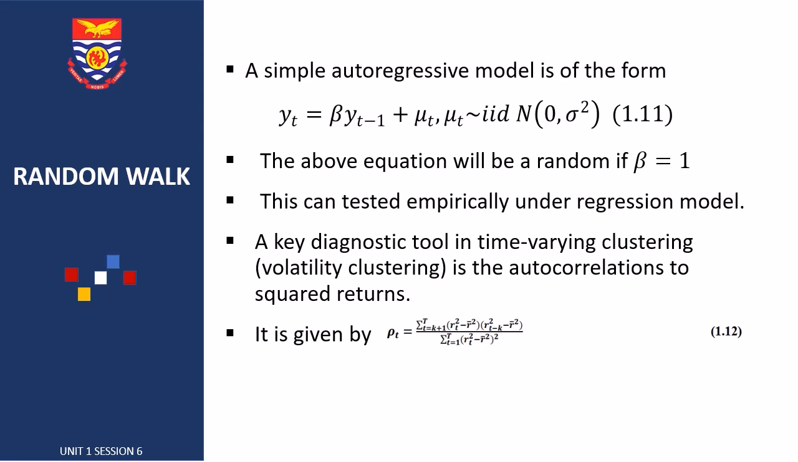A key diagnostic tool in time-varying clustering, which is volatility clustering, has to do with the autocorrelation of squared returns. It has been established that using the squared returns in computing the autocorrelation test is quite perfect, or has some properties above using the absolute returns. So equation 1.12 depicts an autocorrelation test, or the process that an autocorrelation passes through. Just that in this course, we are simply going to use software in computing this, so we don't have to worry ourselves with understanding this complex mathematical equation.